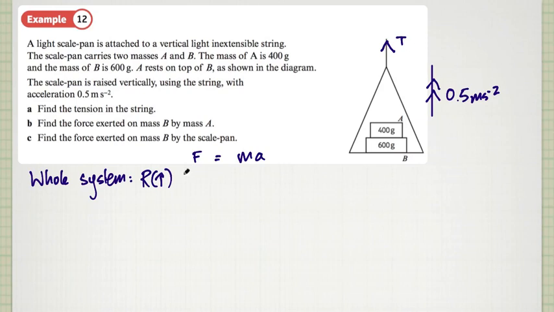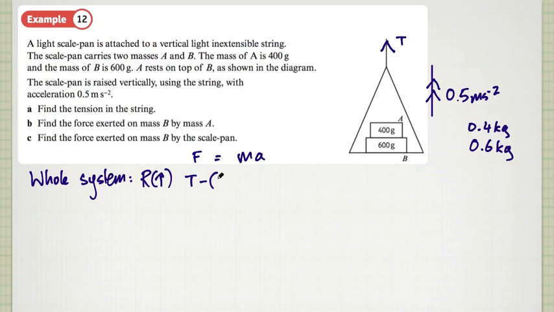So forces on this, upwards is T, downwards is all of the masses times by gravity. So 400 grams, remember, is the same as 0.4 kilograms. And that's 0.6 kilograms. And we need to think about the weight of the pan. But the pan is light, as in there's no mass that's worth considering. So a light scale pan means that it has negligible mass, and we're not going to include the mass of the scale pan in our model. So putting those together, the mass of this whole thing is just 1 kilogram.